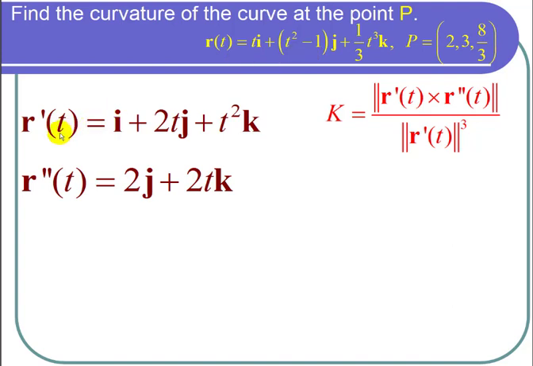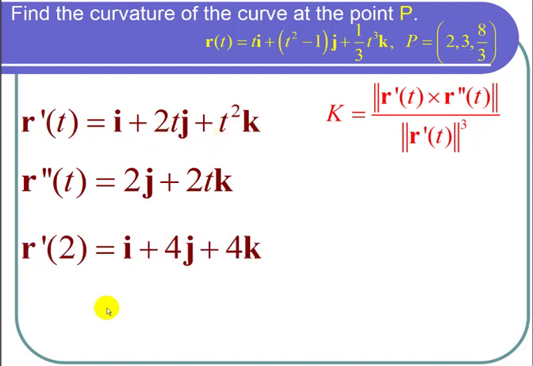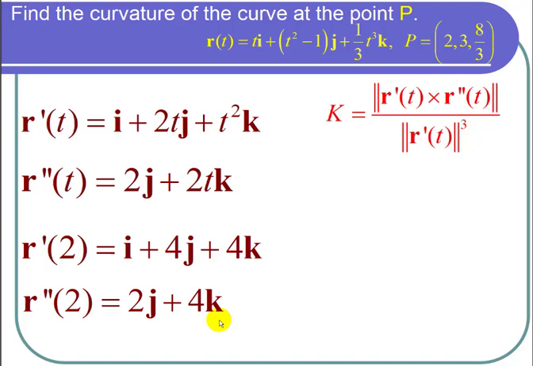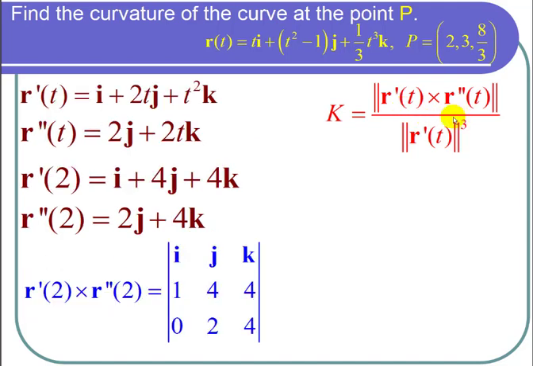So I plug in 2 for t in r prime, and I get i plus 4j plus 4k. If I plug in 2 for t in the r double prime equation, I get 2j plus 4k. So the curvature formula says I need to take the cross product of r prime and r double prime. So I take r prime of 2 cross r double prime of 2, and I set up the matrix i j k, 1, 4, 4 and 0, 2, 4.